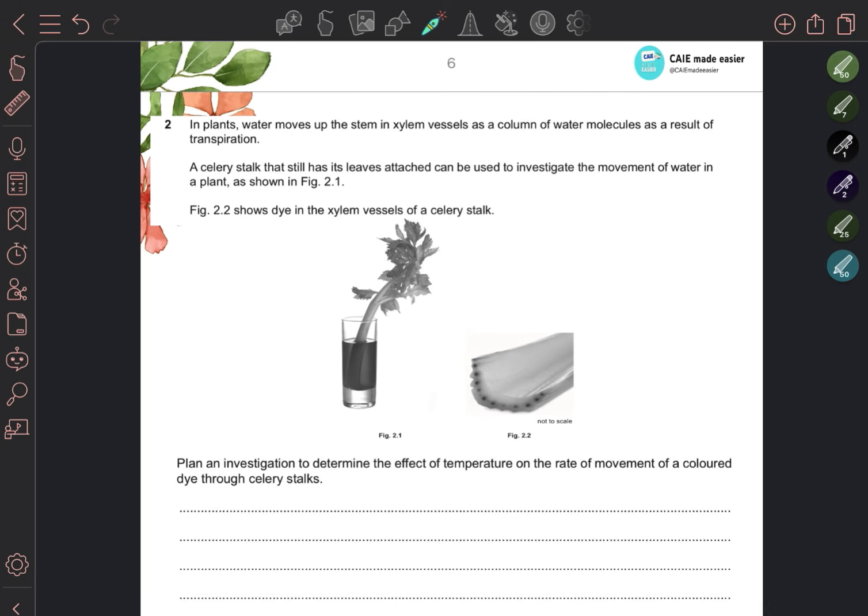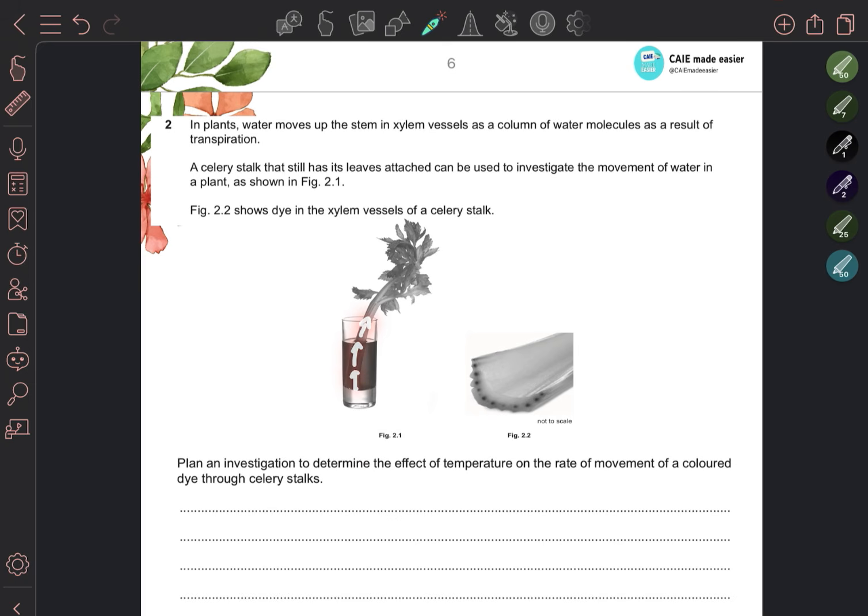So for this planning question, let's read it together. In plants, water moves up the stem in xylem vessels as a column of water molecules as a result of transpiration. That means if you have a plant and you submerge it in water, xylem vessels are going to take up water, so water is going to move up these vessels.